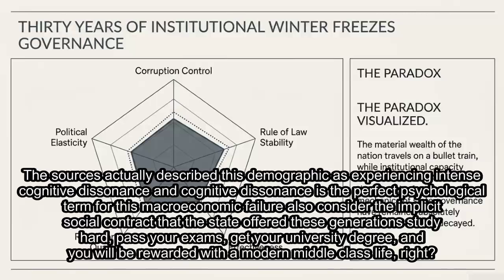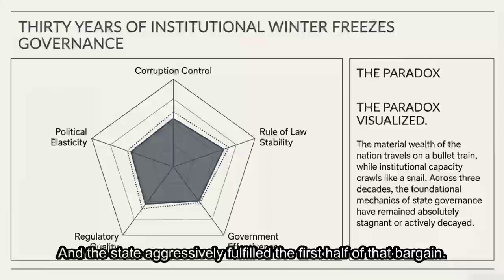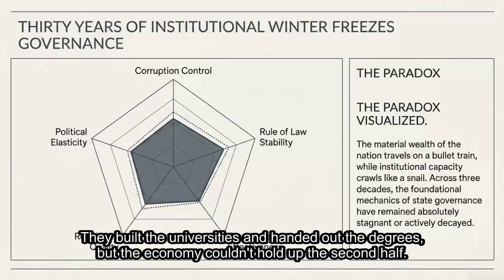And cognitive dissonance is the perfect psychological term for this macroeconomic failure. How so? Consider the implicit social contract that the state offered these generations. Study hard, pass your exams, get your university degree, and you will be rewarded with a modern middle-class life. Right, and the state aggressively fulfilled the first half of that bargain.